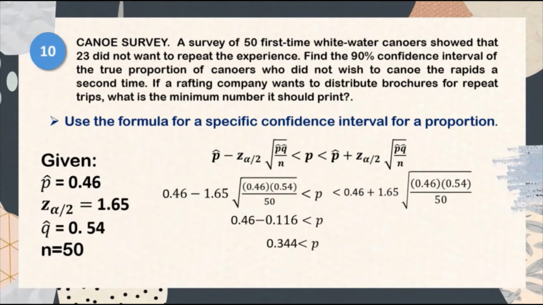For the upper limit, 0.46 plus 1.65 times the square root of 0.46 multiplied by 0.54 divided by 50, that is 0.46 plus 0.116 is equal to 0.576. Therefore, the upper limit is 0.576. So we can say that our specific confidence interval is greater than 34.4% and less than 57.6%.